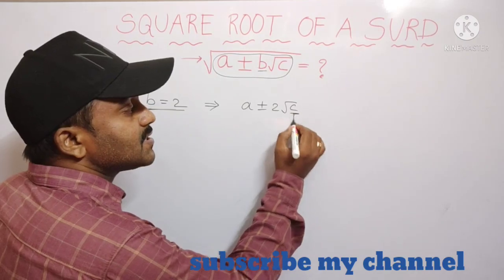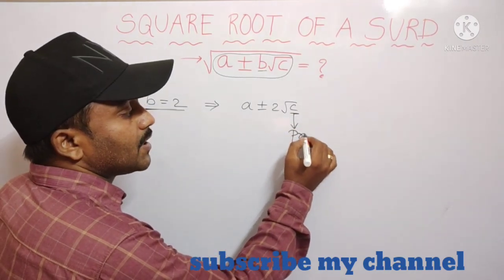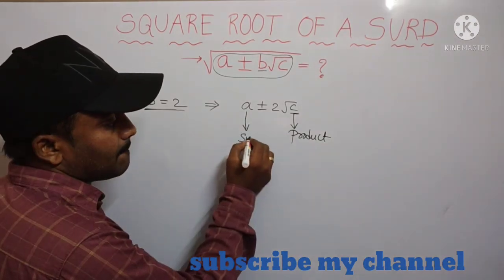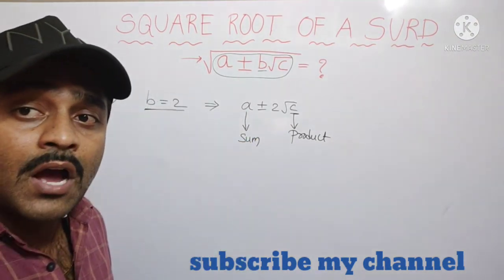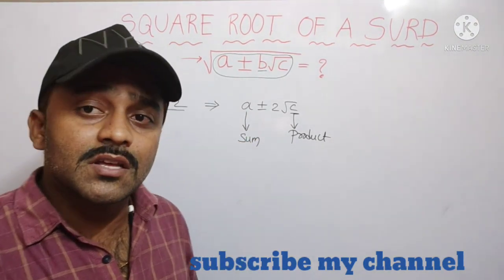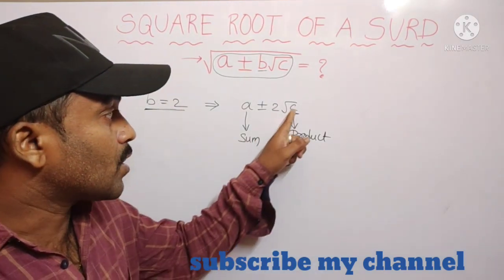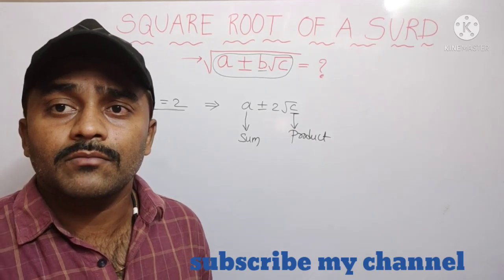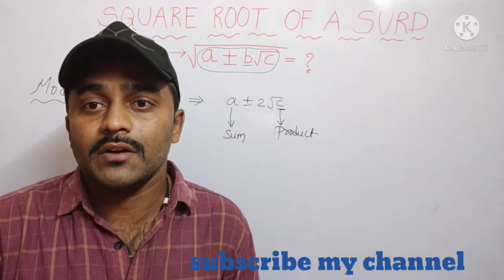Here you can consider c as the product and a as the sum. That's all. We have to find two numbers such that the sum is a and the product is c. Very simple. So we can go with a problem to find the square root of the set.